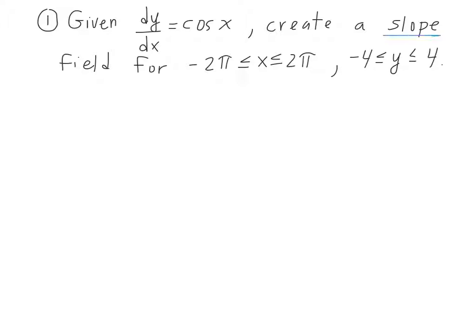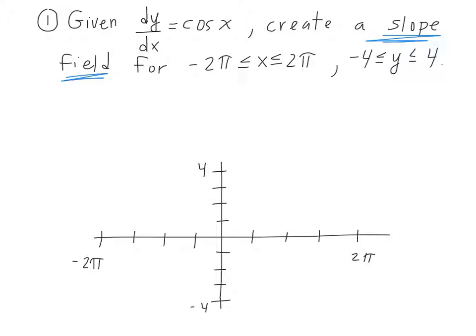We're asked to create a slope field for x values between negative 2 pi and positive 2 pi, y values between negative 4 and 4. So we're just going to sketch this. Doesn't have to be perfect. Alright, so we have our graph set up here. So what we're looking to do is create a slope field, and that means we're going to have little tangent line segments drawn in. So what does that look like?